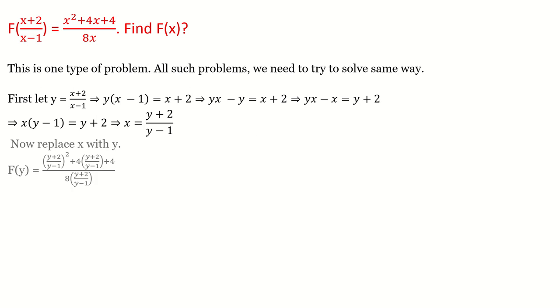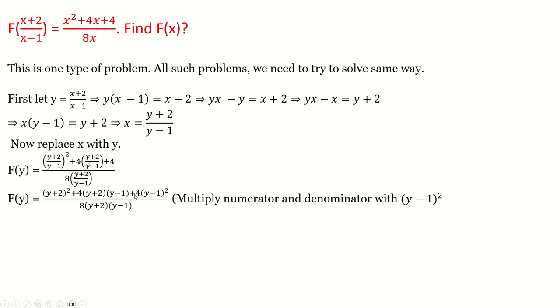Now you just replace x with y. So on the LHS it is f of y and on the RHS it will become y plus 2 by y minus 1 whole square plus 4 into y plus 2 by y minus 1 plus 4 by 8 into y plus 2 by y minus 1. Now just solve it.